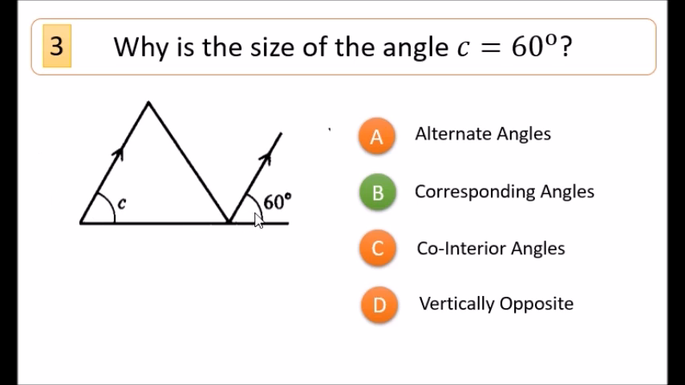They are both on the right hand side of the parallel lines. They are both above this transversal line here. Even though it doesn't look like it, this is the transversal between these two parallel lines, and this angle C and the angle 60 are in the same position with respect to the parallel lines and the transversal, therefore they are corresponding.